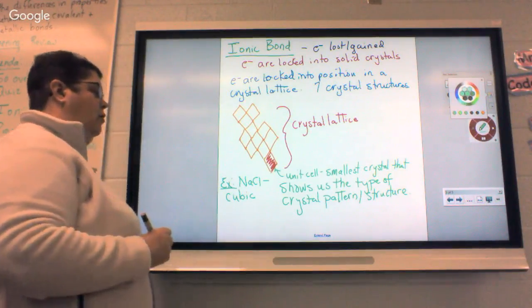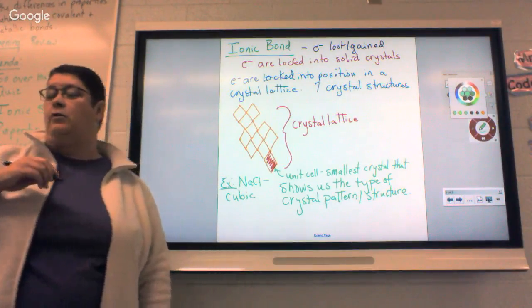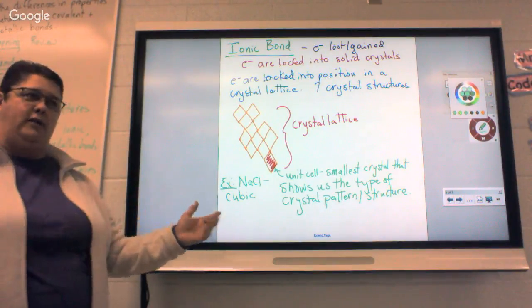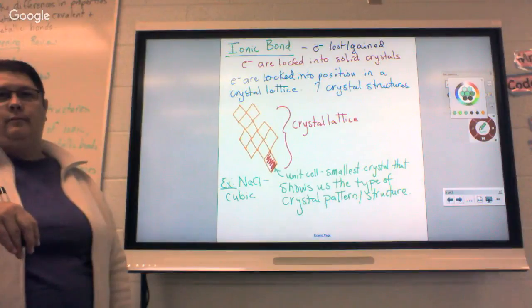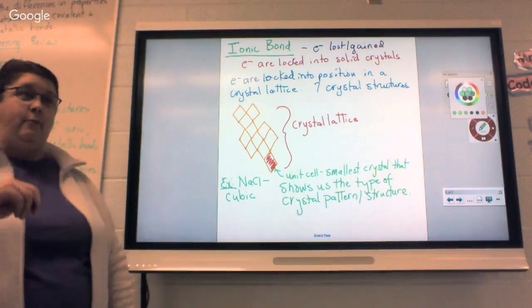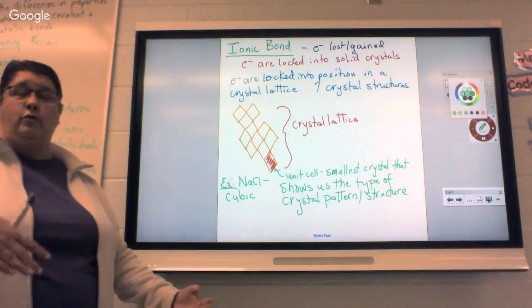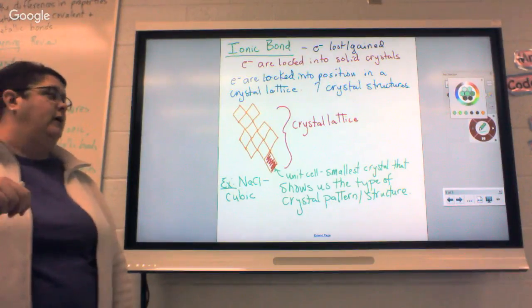So if we saw 1 grain of salt and it was cubic, what would we know about all the other grains of salt? They would all be the same. 1 unit cell of salt is cubic. All the other crystals of salt would be cubic.